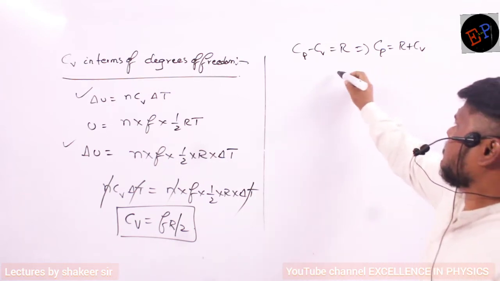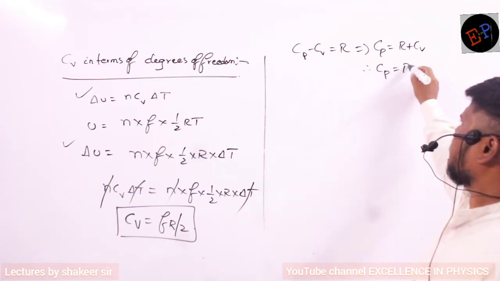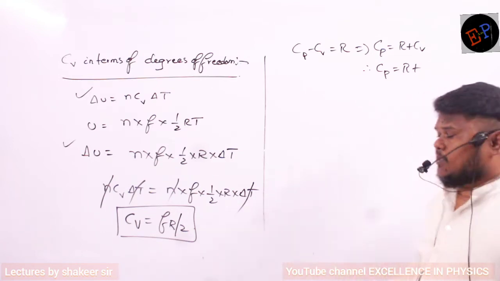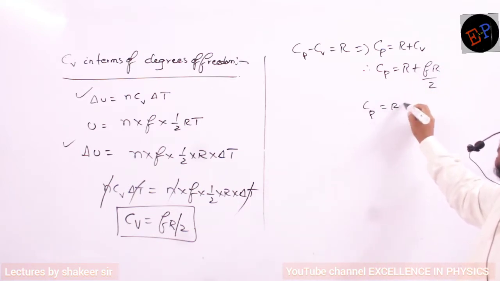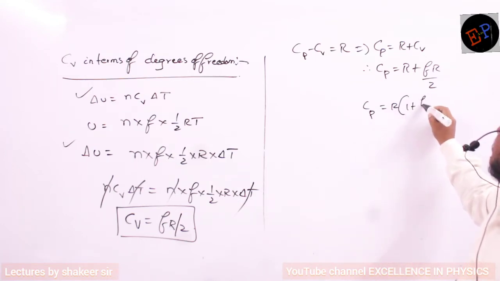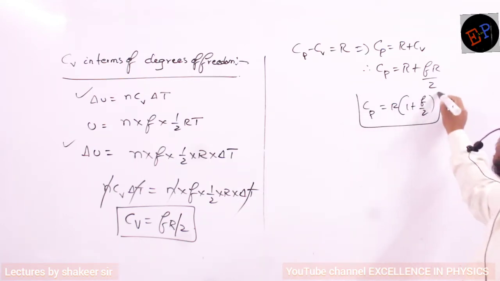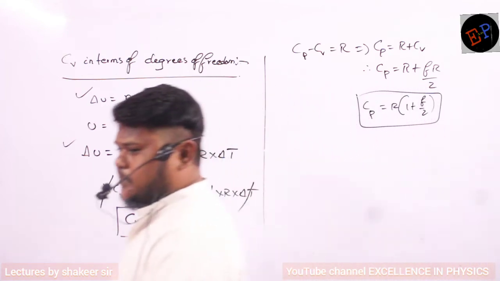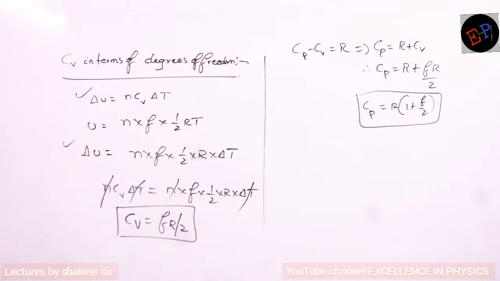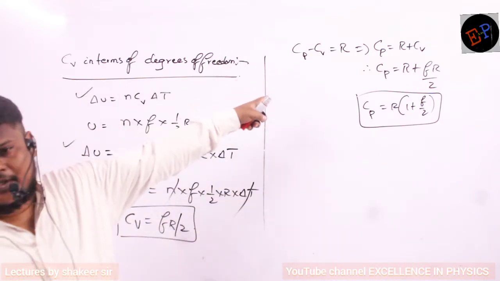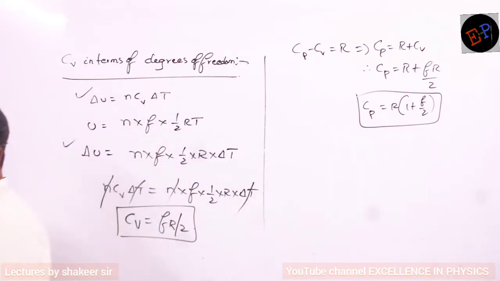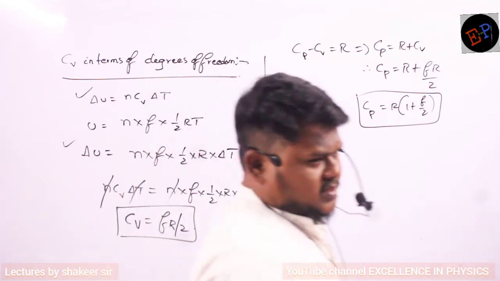So therefore, Cp is equal to R plus Cv, and the Cv value is how much? fR by 2. So Cp is equal to R, if I take it common, then it is 1 plus f by 2. So this is the equation for Cp of a gas. Are you able to understand? This is how I have calculated the Cp value in terms of degrees of freedom by using Mayer's relation, Cp minus Cv is equal to R.